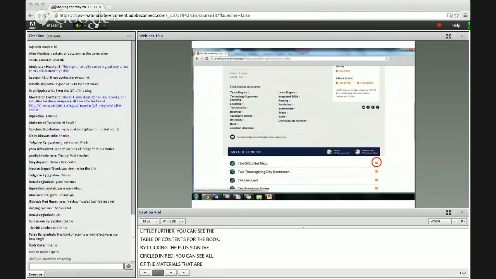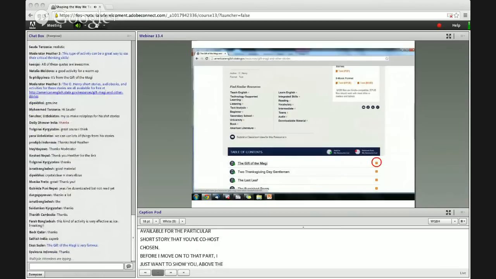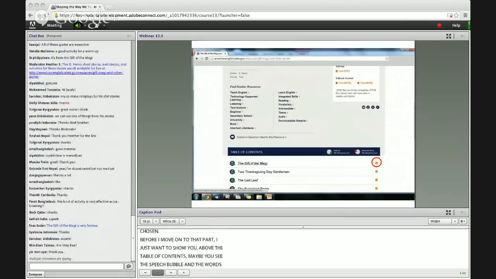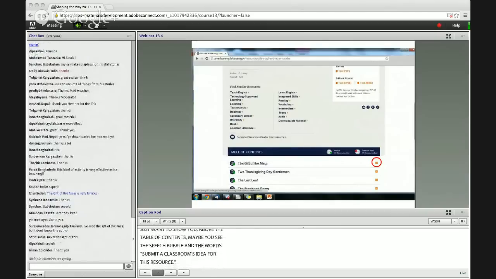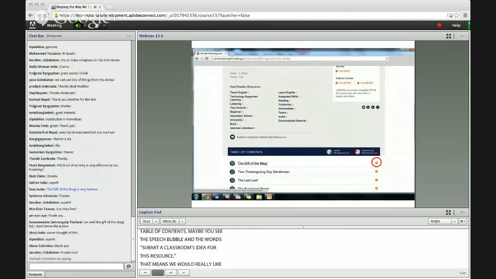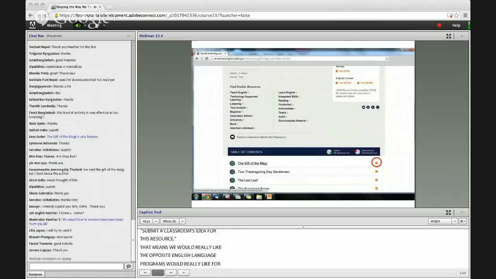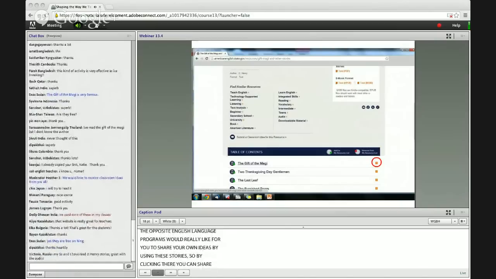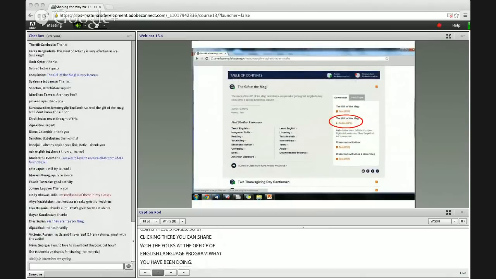Before I move on to that part, I want to just show you above the table of contents, maybe you see the speech bubble and the words "submit a classroom idea for this resource." That means the Office of English Language Programs would really like for you to share some of your own ideas for using these short stories. So by clicking there, you can share with the folks at the Office of English Language Programs what you've been doing. So let's click on that plus sign, and you will see how to find the audio version of the story.